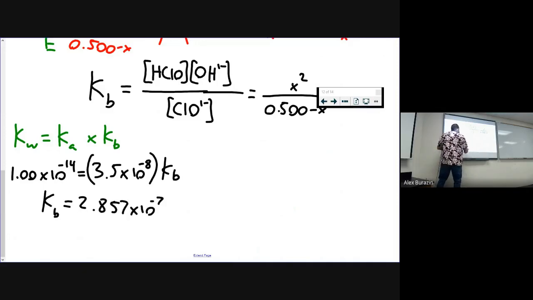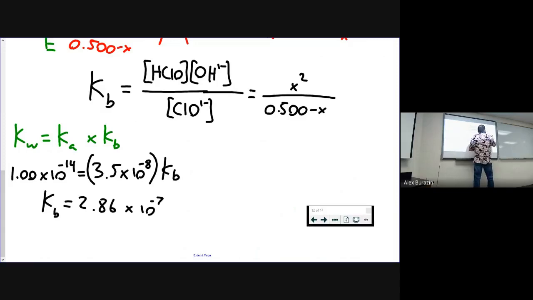Can I chop this off one digit? Oh, and now. That's a 2.5. So this goes over here. And now I want to solve for x. I don't like that.